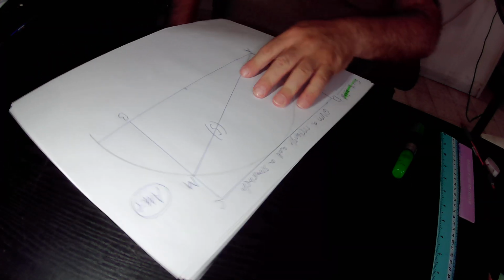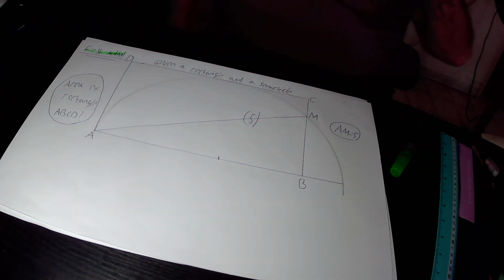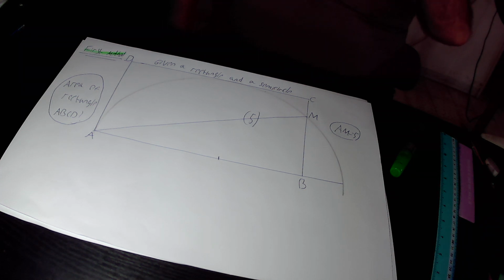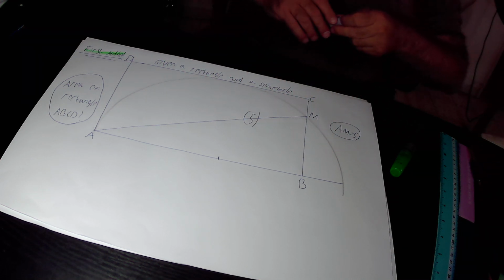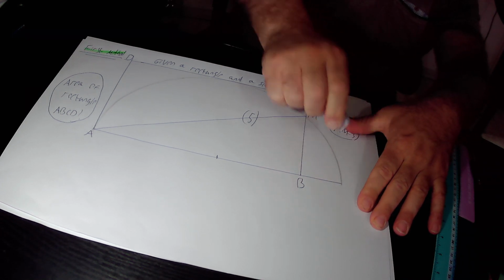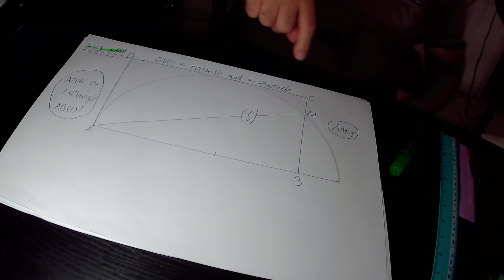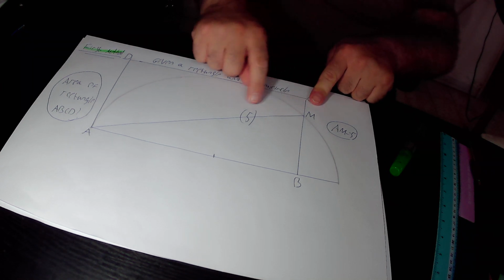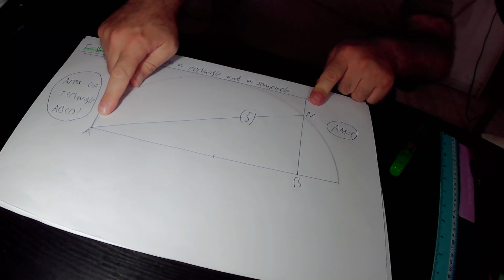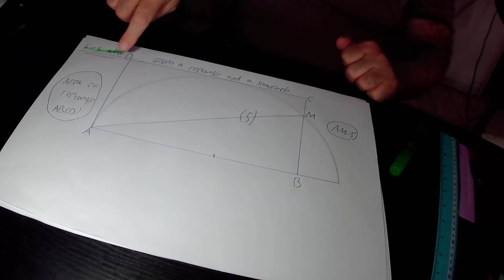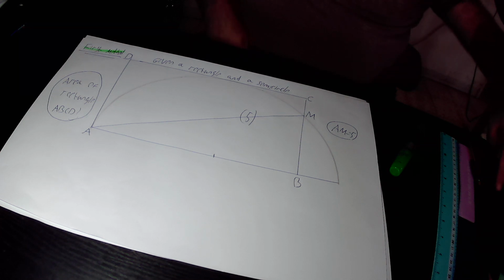Our mission in this second question is to find the area of this rectangle ABCD. So in the drawing we have rectangle ABCD and we have also this semicircle. We know that MA is equal to 5 units in length. Again, our mission is to find the area of this rectangle ABCD. So we start with the first method.